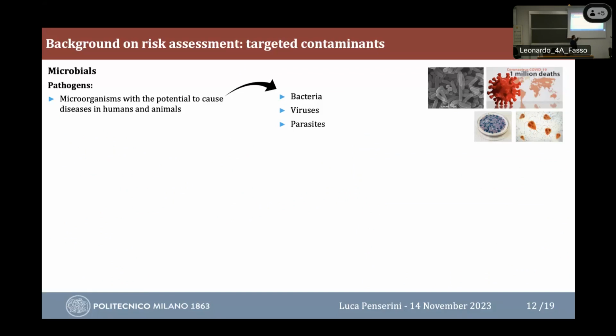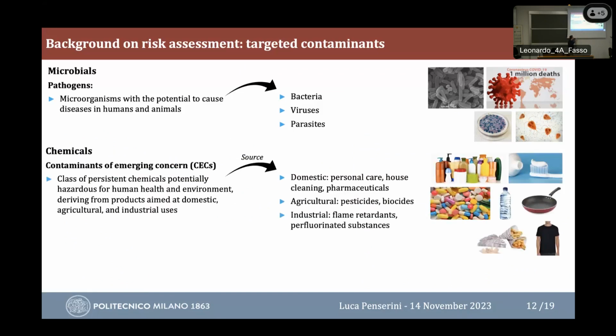We have different types of pathogens. There are some pictures, but they are pretty well known. While for the chemicals, there's this big class of contaminants, the contaminants of emerging concern, which are persistent chemicals that are potentially hazardous both for humans and for the environment.